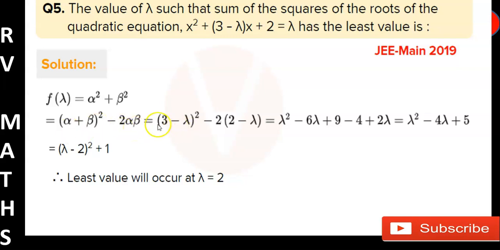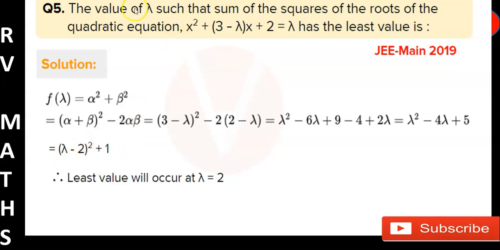Alpha plus beta, just now I told you, is the value 3 minus lambda. Alpha into beta is the value we know, 2. Here you have minus 2, the same minus 2 is repeated here. And when you simplify, you are getting this. And this expression can be written in this way, lambda minus 2 whole square plus 1.